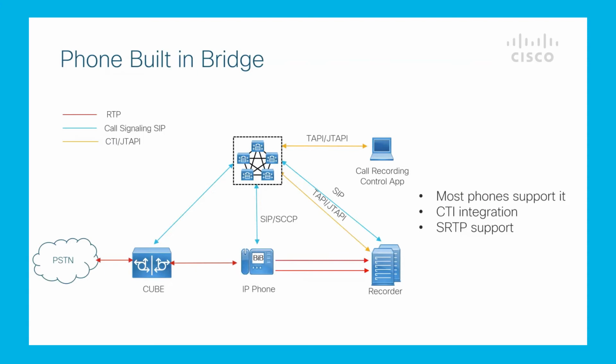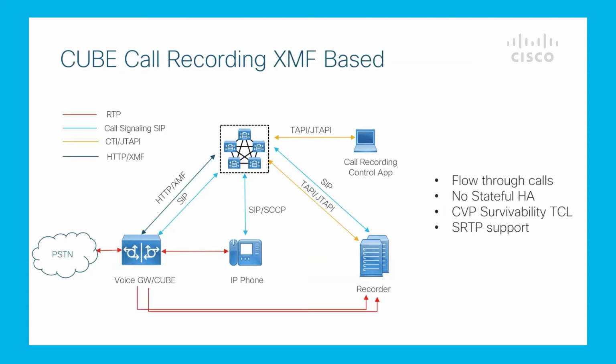The next method is network-based recording. As long as the call flows through a gateway, the customer can use a network-based recording method. CUCM sends the forking request over HTTP to the gateway, and the gateway then sends two media streams towards the recording server. If network-based recording is configured but not available, recording will fail over to the phone built-in bridge.